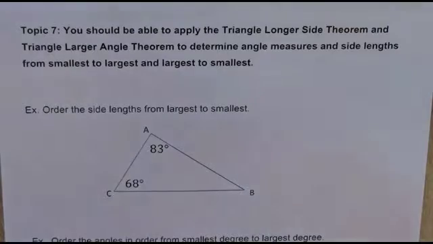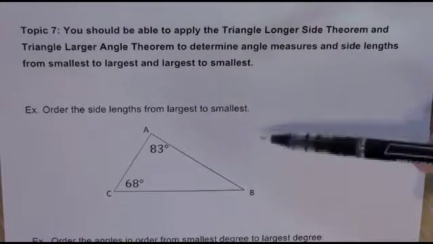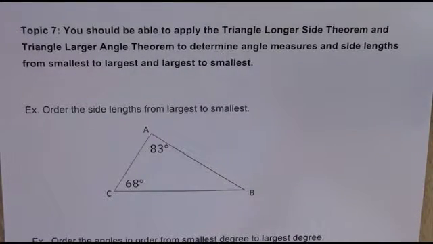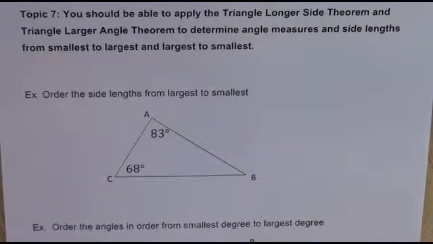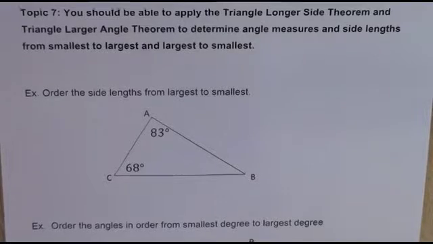What these two theorems say is essentially the same thing, completely backward, but very closely connected: larger sides are opposite larger angles, and smaller sides, sides with shorter lengths, are opposite angles with smaller measures. The way I like to say it is that bigger angles create bigger sides, and smaller angles create smaller sides. So the first example: order the side lengths from largest to smallest.